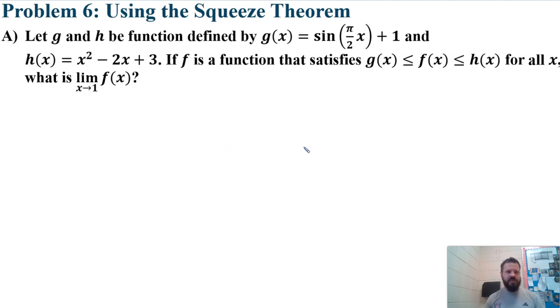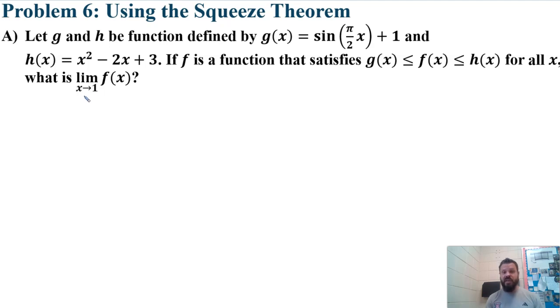So problem 6, using the squeeze theorem. Let g and h be functions defined by g of x equals sine of pi over 2 x plus 1, and h of x equals x squared minus 2x plus 3. If f is a function that satisfies g of x is always less than or equal to f of x, which is always less than or equal to h of x for all x, we want to know what is the limit of f of x as x goes towards 1.